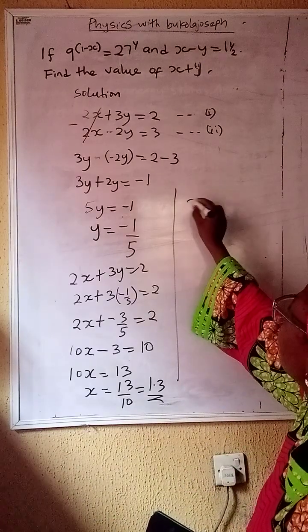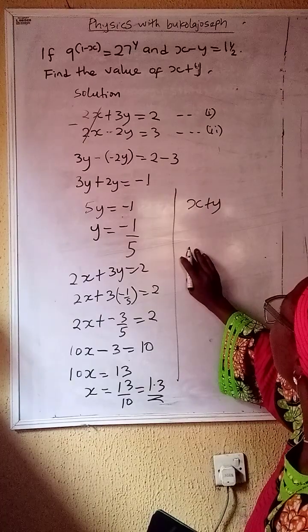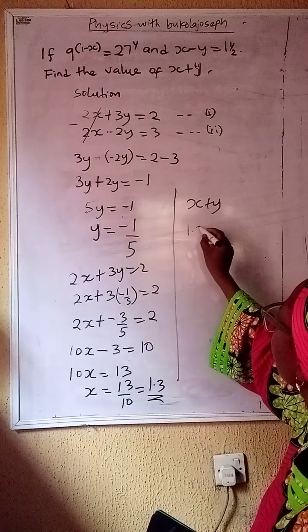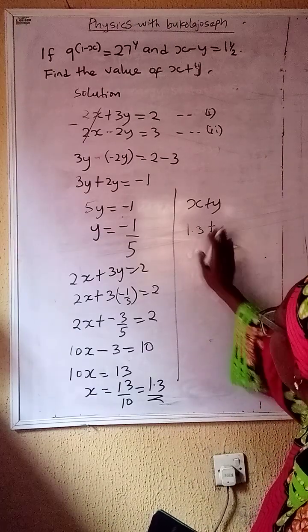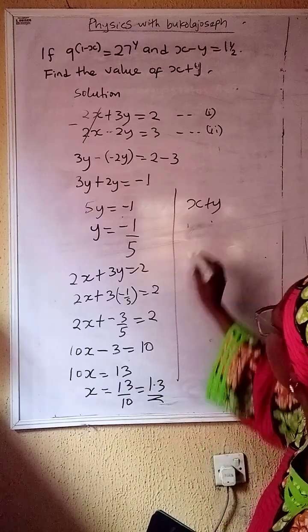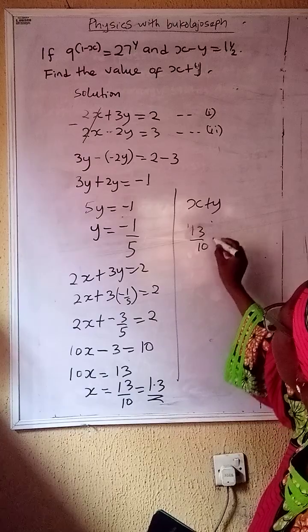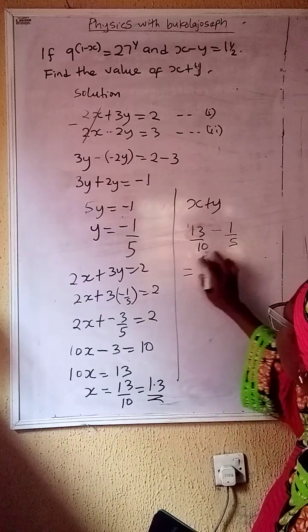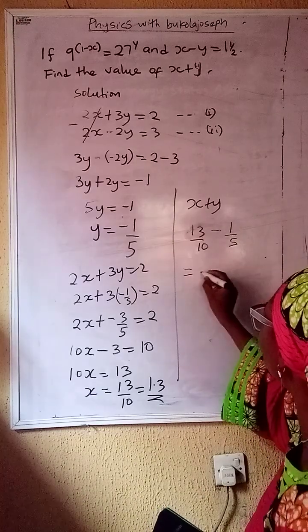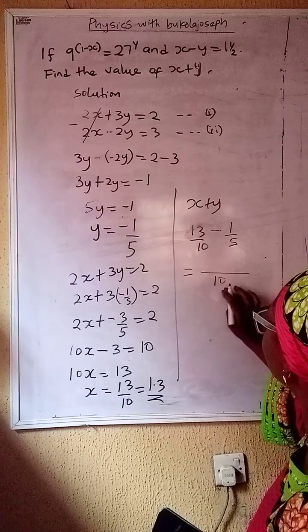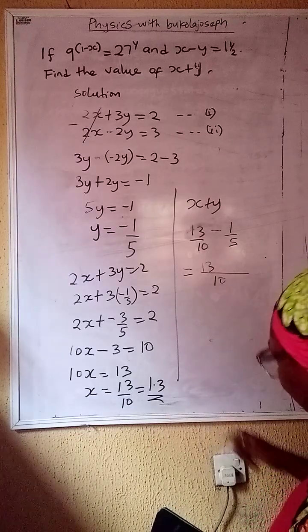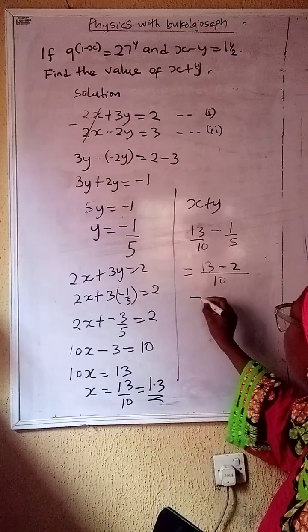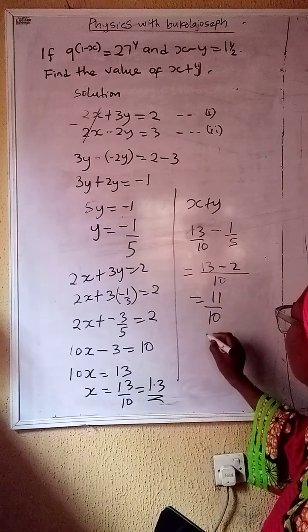So back to the question. To find x plus y, it means our x, what did we find as x? Okay, x is equal to 1.3 plus our y is what? Okay, let me put it as 13 over 10 plus y, which is minus 1 over 5. So if you find the LCM of 10 and 5, the LCM of 10 and 5 is what? 10. 10 here, we have 13, right? 5 here, 2, then we have minus 2. This is equal to 11 over what? 10. And this is the answer.